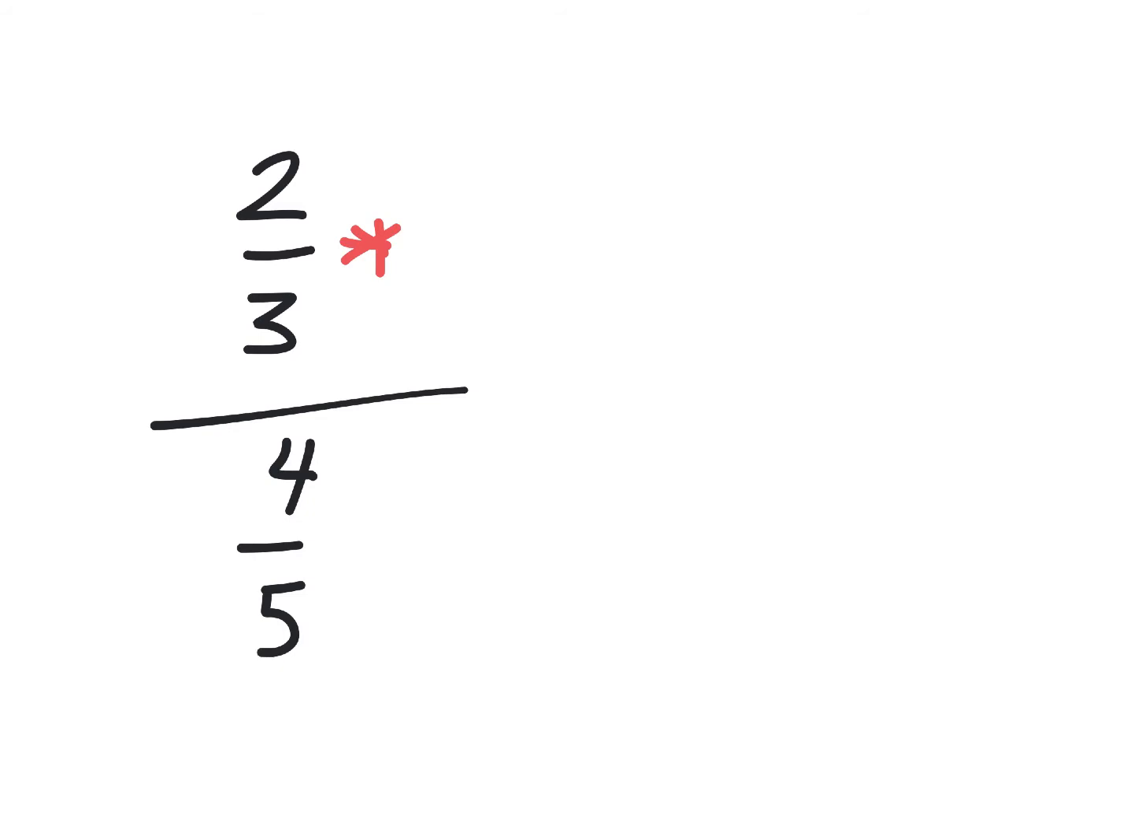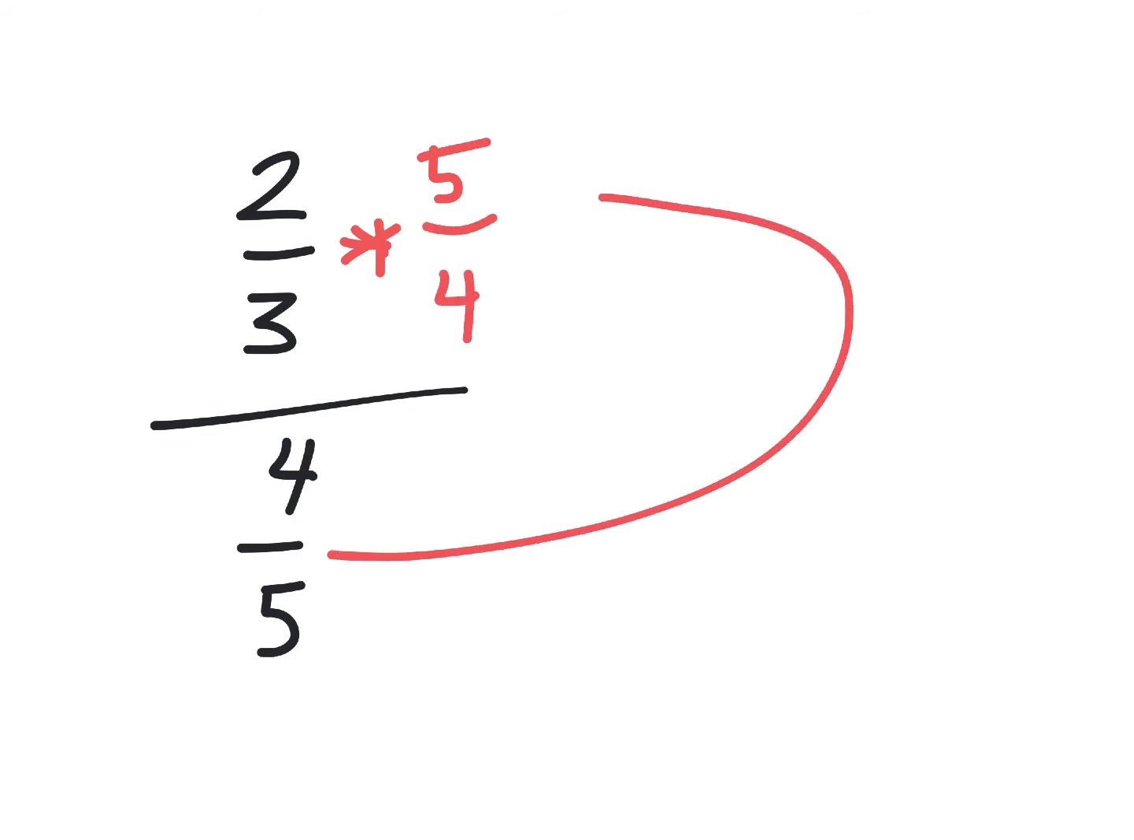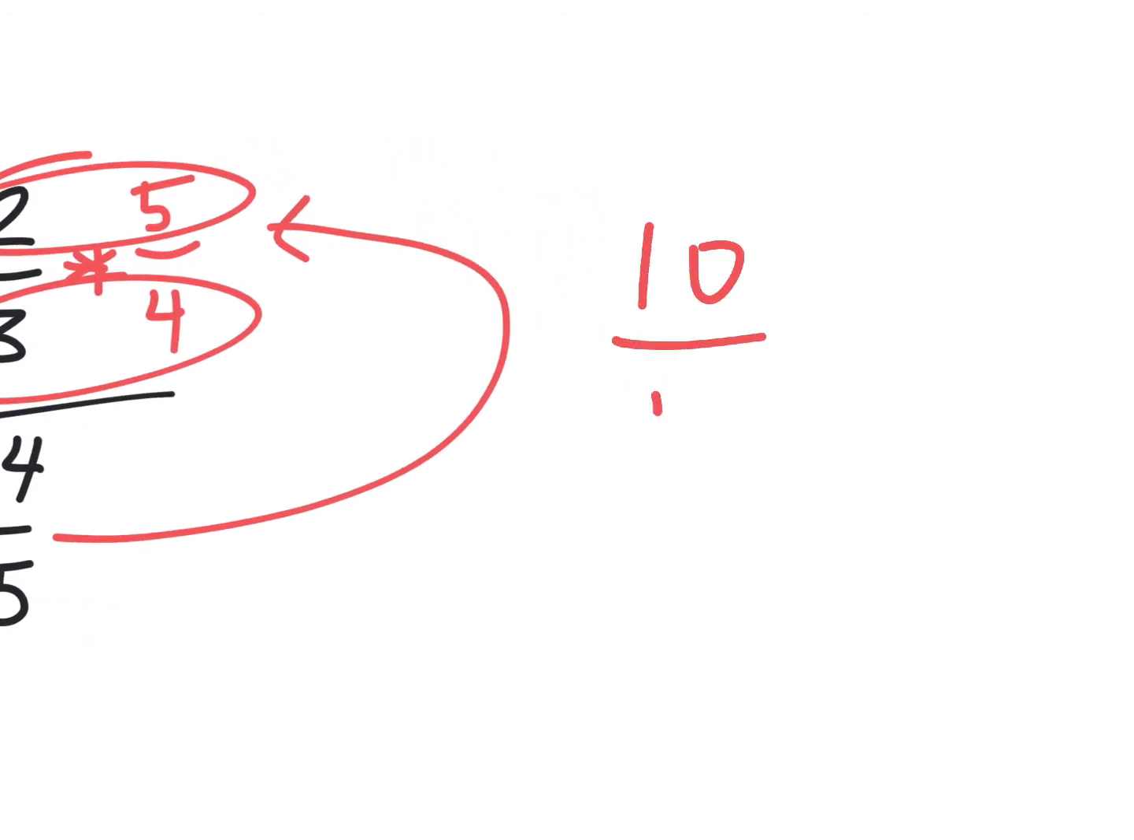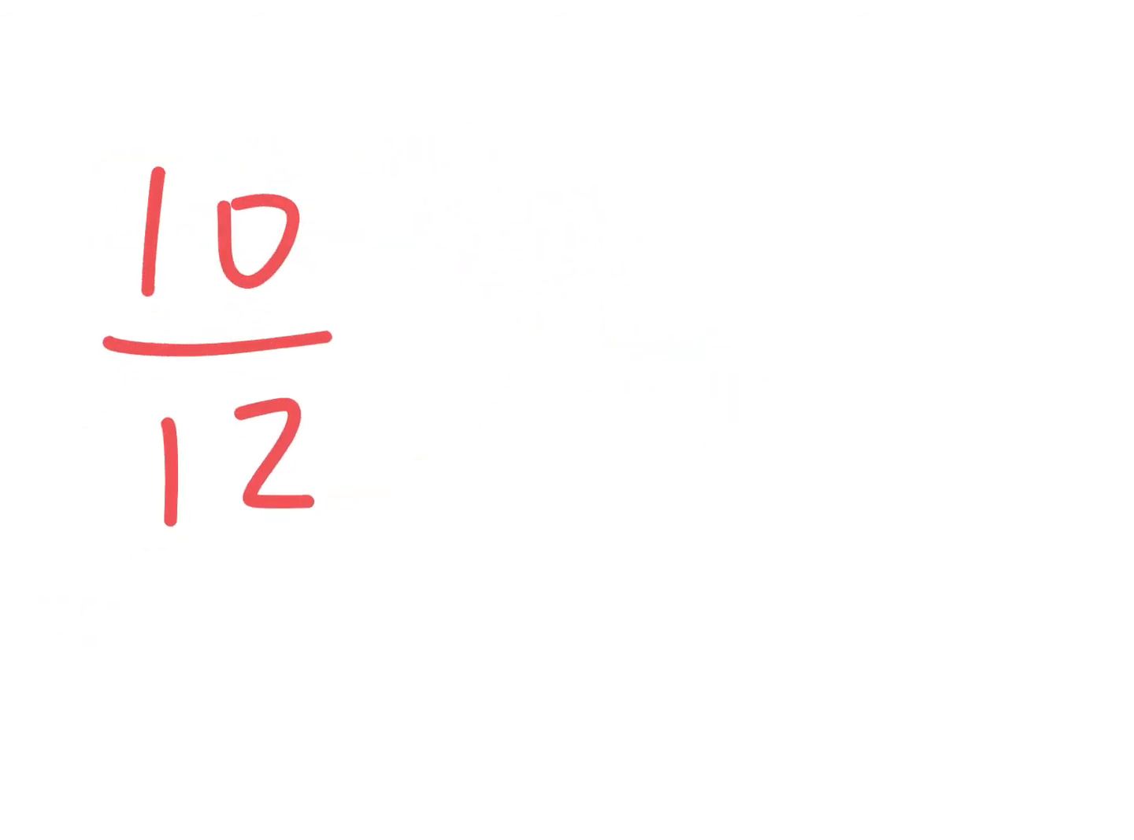Mr. James, what do you do? Times 5 over 4. Notice he flipped this one. And then it's 10 over 12. Can I leave it as 10 twelfths? No. Hopefully you'll be smart enough to go, wait a minute, that's 2 times 5 over 2 times 6.